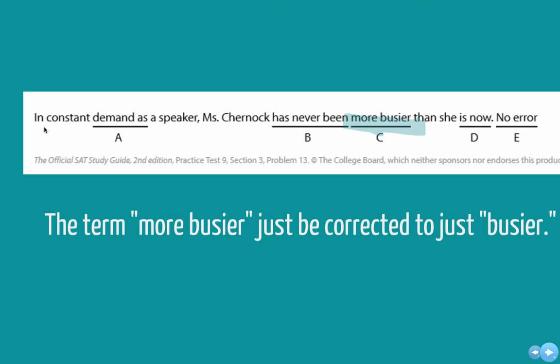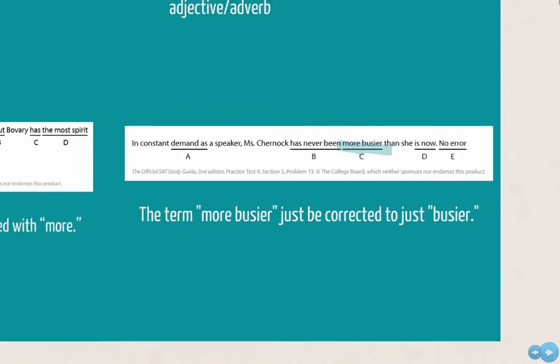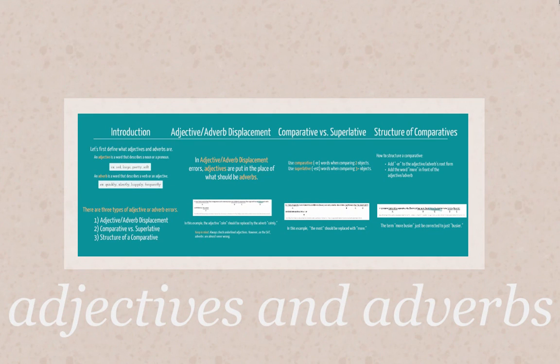So the correct form of this sentence would be, "In constant demand as a speaker, Ms. Chernock has never been busier than she is now." So those are the three types of adjective and adverb errors that will appear on the writing section of the SAT test.